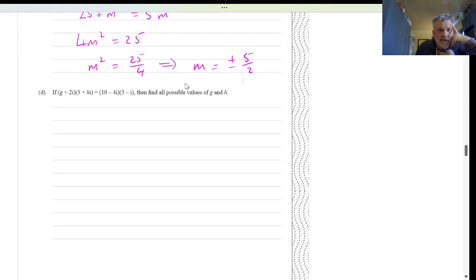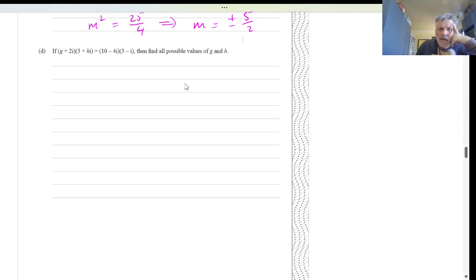Part D. We've got an equation that involves complex numbers. The basic strategy here is to multiply out the brackets on both sides and then equate the real parts and equate the imaginary parts, and that will solve the equation. Typically you'll get a system of two equations that need to be solved simultaneously.